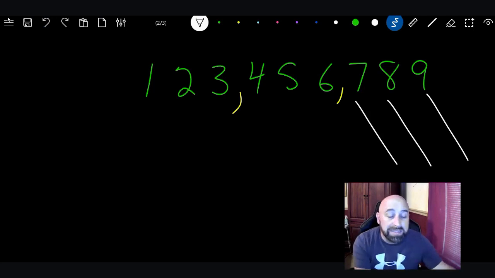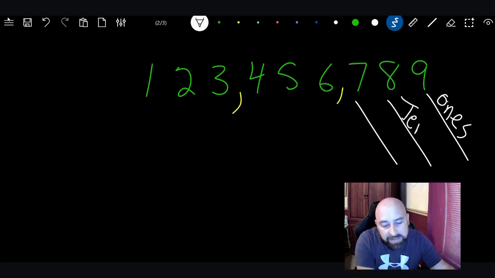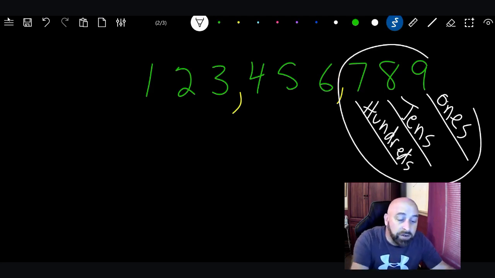So what is the 9? The 9 is in the ones place. That's the 1. And hopefully this will all make sense in a second. I started with a big number for a reason. I'm going to come back and simplify it in just a second. The 8 is in the tens place, and the 7 is in the hundreds. So these are the hundreds numbers.